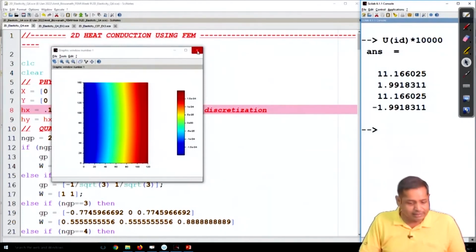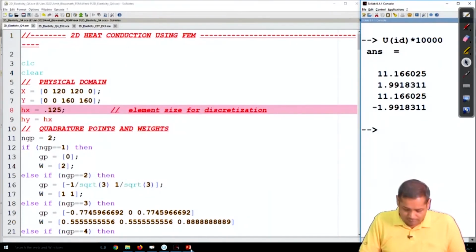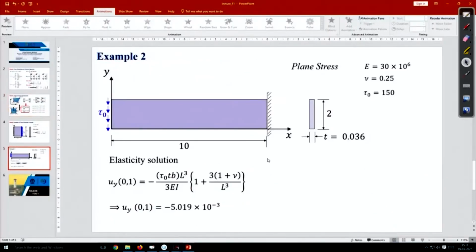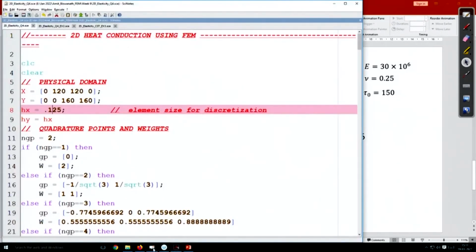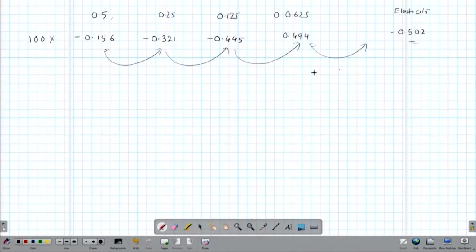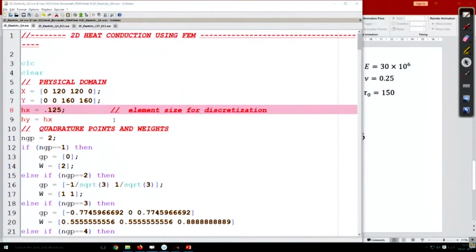Okay, now let's take another example. If you recall, this was the example we also had taken, and this was the elasticity solution, and this was the result we had for the triangular element. We have seen that in order to get very close to the elasticity solution, we had to use a discretization of 0.0625. Let's see what happens in the case of the quadrilateral element.